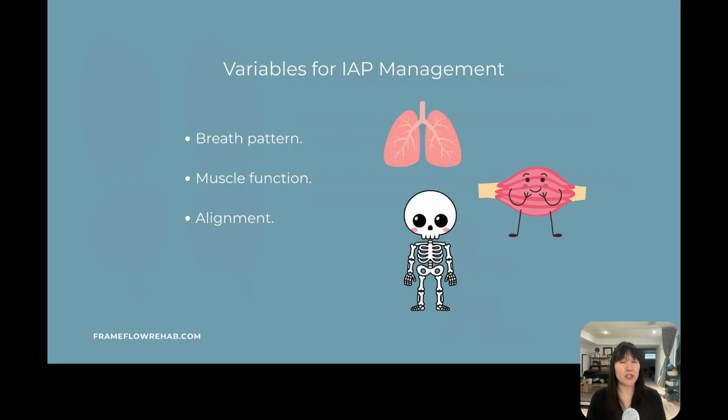Number two, muscle function, where is the strength? Where is the stability in our bodies, and where is there not strength and stability? And then lastly, but certainly not least, is alignment. So thinking back to that cat-cow that we just saw, if we're not in optimal alignment, that can lead to pressure concerns or intra-abdominal pressure concerns.